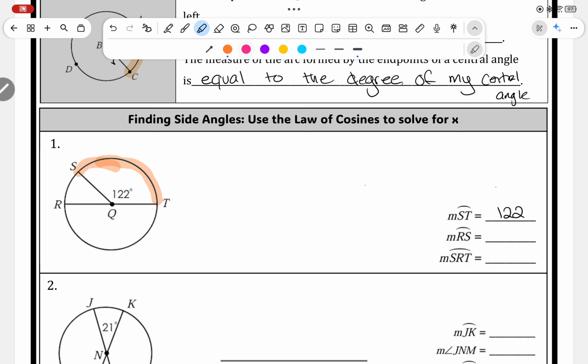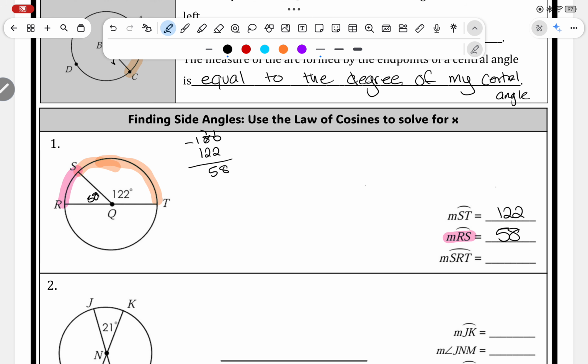Next, it's asking me for RS. I don't know my angle measurement for RS, but I do know that RT is a straight line. So I can find RS by taking 122 and subtracting that from 180. So I'm going to get 58 degrees for my angle RQS, which means the measure of arc RS is also 58.